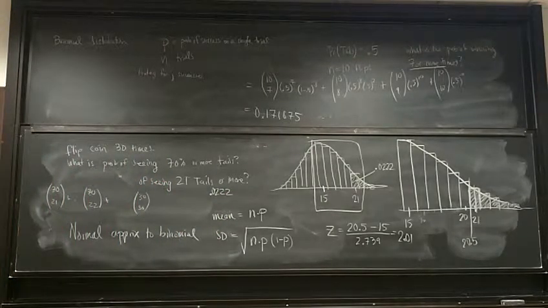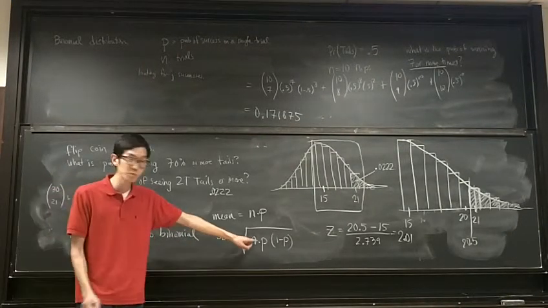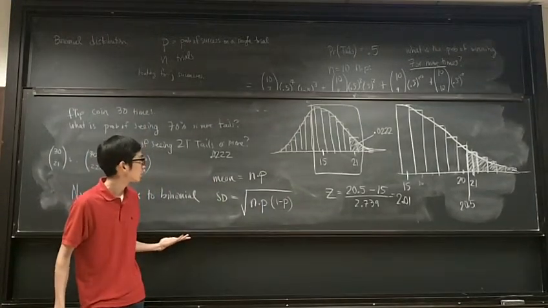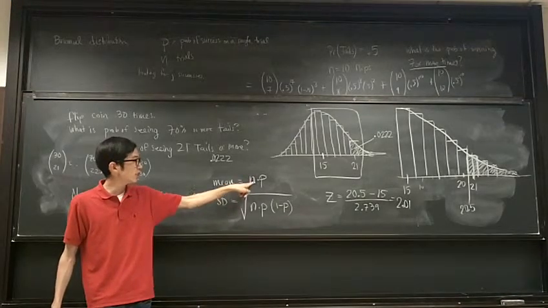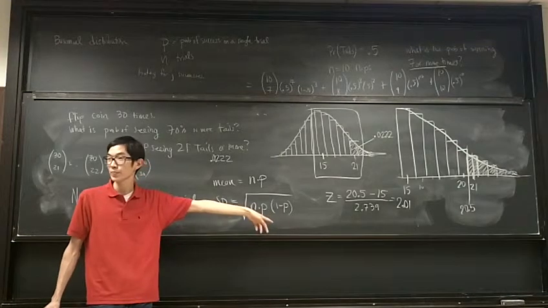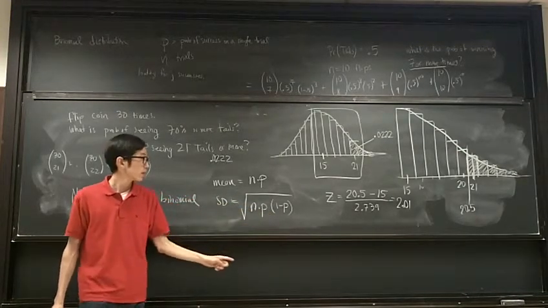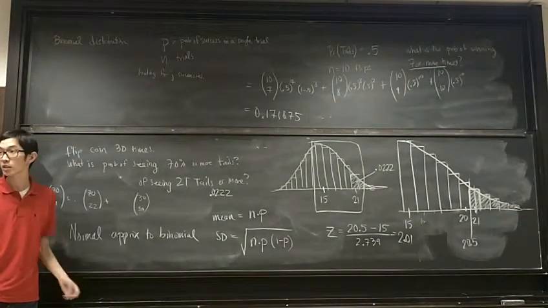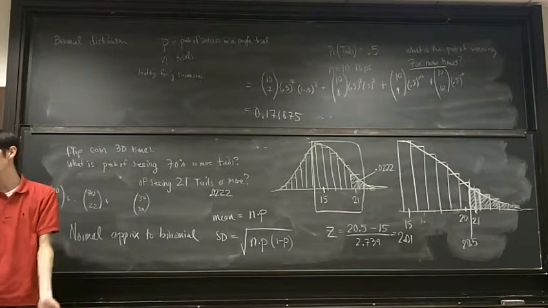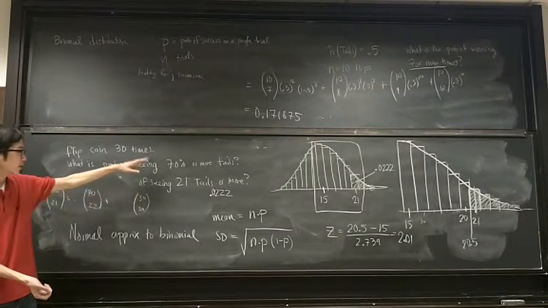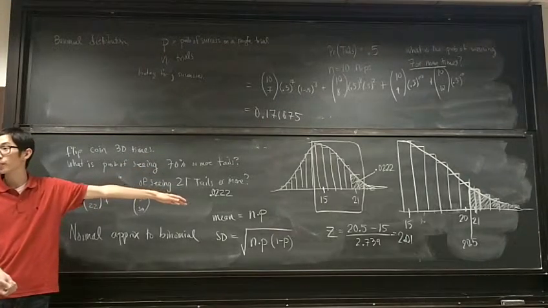Yes? How do I get the standard deviation? This n times p times 1 minus p? So what is my n? My n is 30, and my p is 0.5. So I'm doing 30 times 0.5 times 1 minus 0.5. Why is it 0.5? Because that's the probability of a success for a single trial, of getting tails on a single coin flip. You're not using that 70%. Right. The 70% is how many successes I'm looking for. Okay?